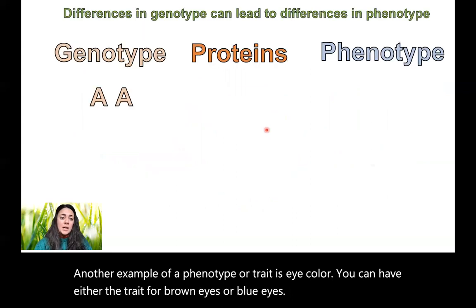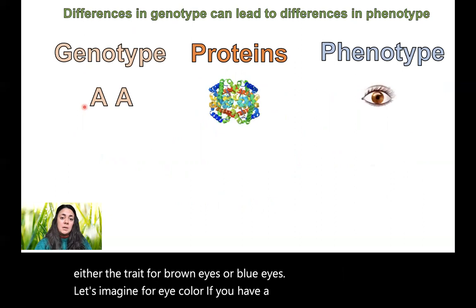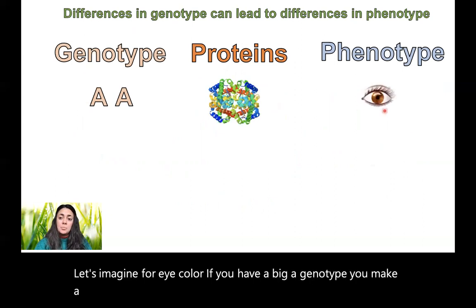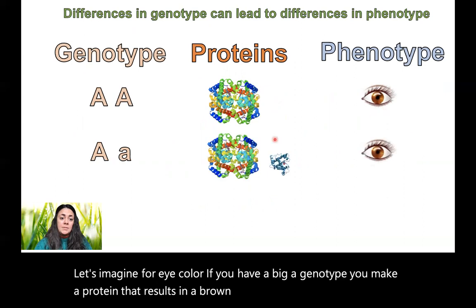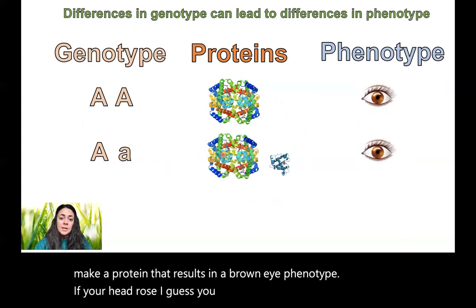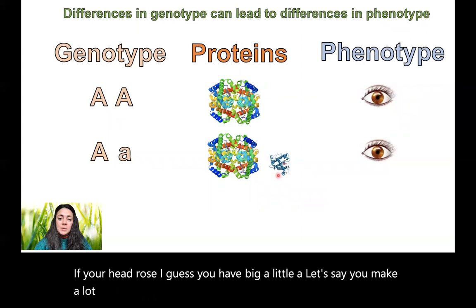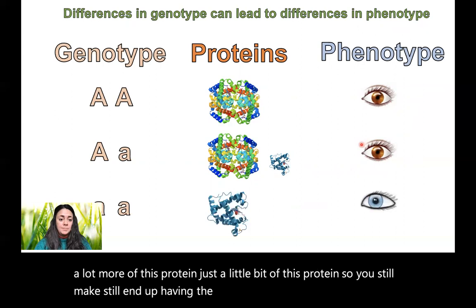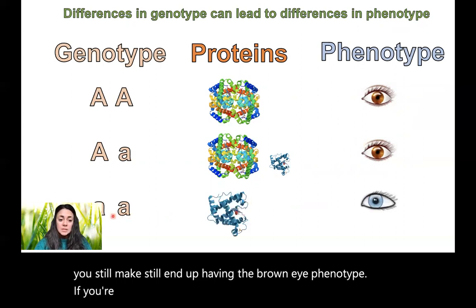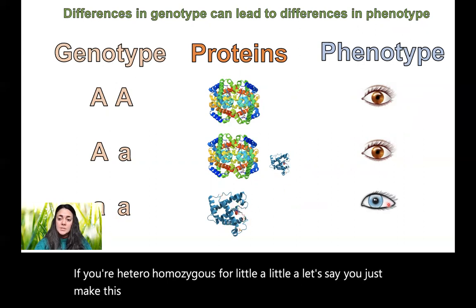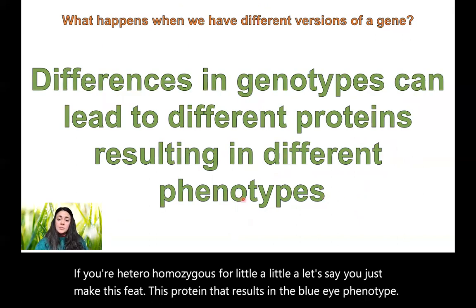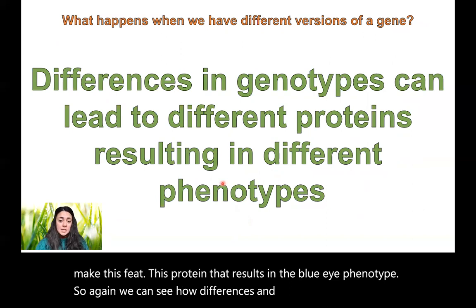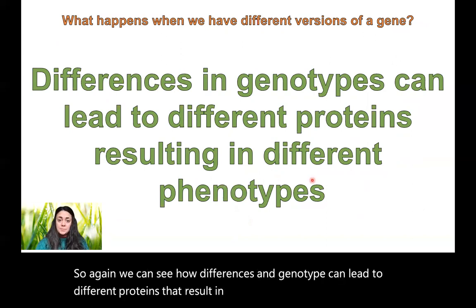Let's imagine for eye color, if you have a big A genotype, you make a protein that results in a brown eye phenotype. If you're heterozygous, you have big A, little a. Let's say you make a lot more of this protein, just a little bit of this protein, so you still end up having the brown eye phenotype. If you're homozygous for little a, let's say you just make this protein that results in the blue eye phenotype. So again, we can see how differences in genotype can lead to different proteins that result in different phenotypes.